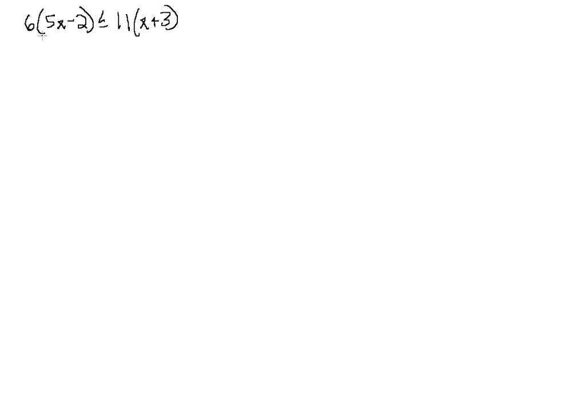We can actually deal with both sides at the same time. We're going to distribute this 6 into the parentheses and distribute this 11 into these parentheses. So let's go ahead and do this. We have 6 times 5x is 30x. 6 times minus 2 is minus 12, which is less than or equal to 11 times x is 11x. 11 times 3 is plus 33.